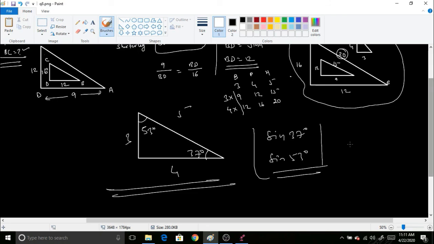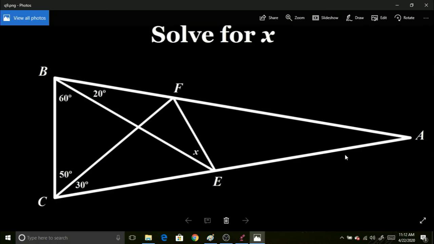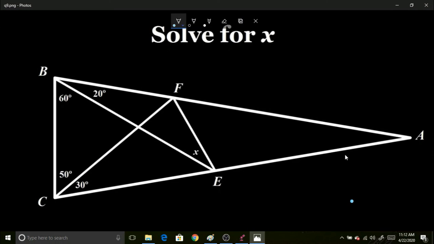Now let's move to the next problem. All right, so our next problem is this one. You have to find out the value of x. Okay, so this will be your new problem. You have to find out the value of angle x.